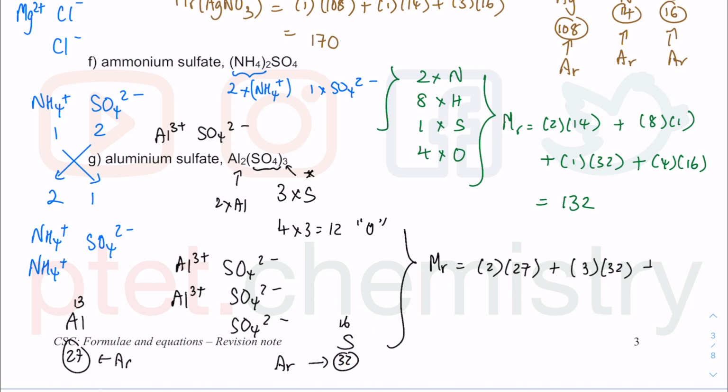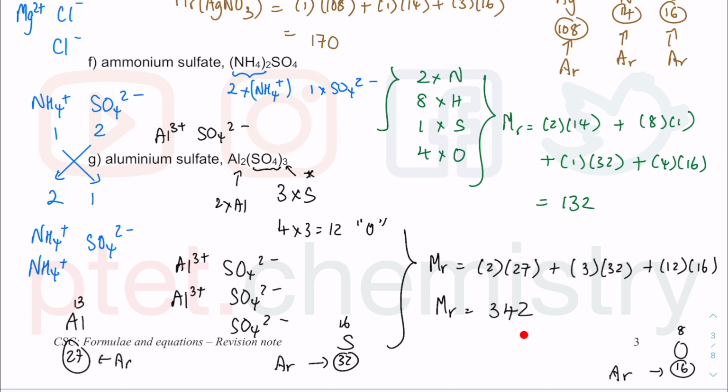And last but not least, I have 12 oxygen, so 12 times 16. If you look back, you have 8 and 16. So that is the relative atomic mass of oxygen from the periodic table. Oops, I ran out of space there. Anyway, doesn't matter. So just press that last bit onto your calculator. 2 times 27 for the 2 aluminium, plus, because you are summing up, 3 times 32 for the 3 sulfur, plus there are 12 oxygen, 12 times 16. I get 342 as my relative formula mass.